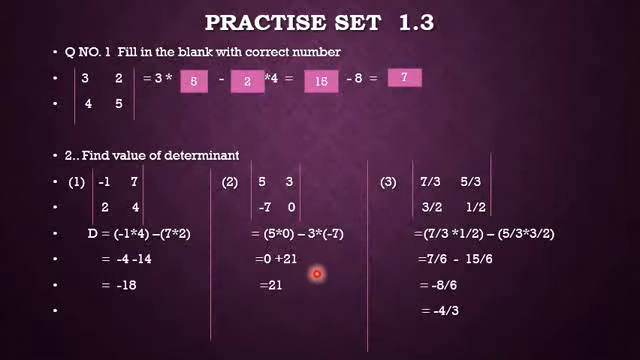5 into 0 minus 3 into minus 7. 5 into 0 is 0. 3 into 7 is 21, with a minus sign. But both are minus signs, and minus into minus is plus. Then 0 plus 21 is 21. The value of the determinant is 21.